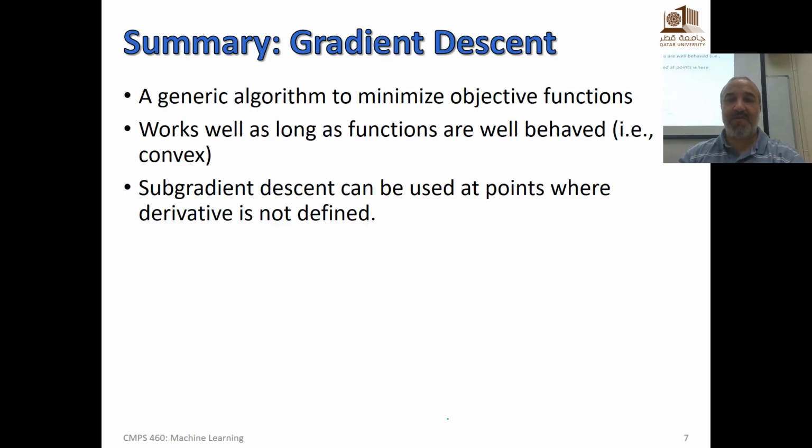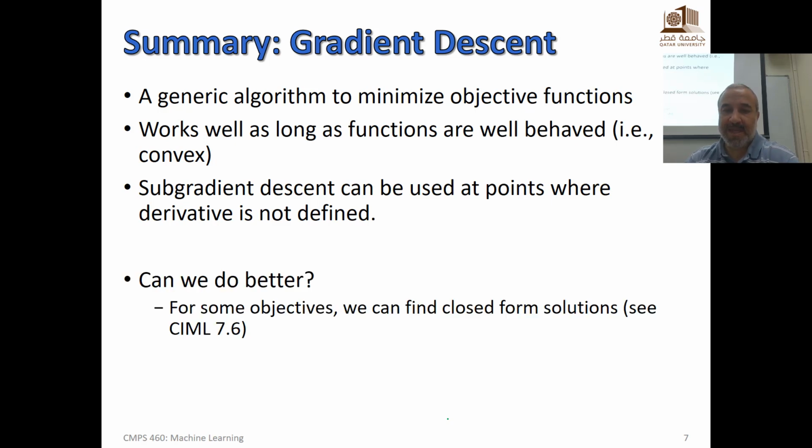Okay, summary of gradient descent. It's a general algorithm to minimize objective functions in general. We used it specifically here to optimize loss functions for linear models, but it is general. It works well as long as the function is well behaved, which means it's convex, but it can also work with non-convex functions, of course, but it's not guaranteed in this case to find the global minimum. And we can use subgradients, of course, at the points where the derivatives are not defined. Can we do better?